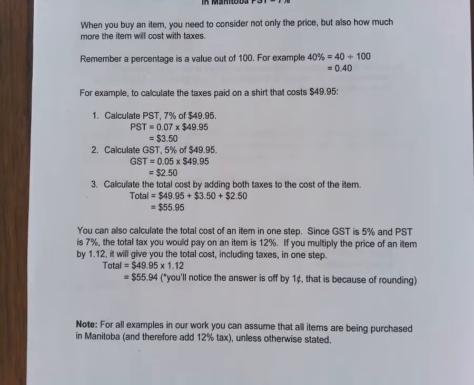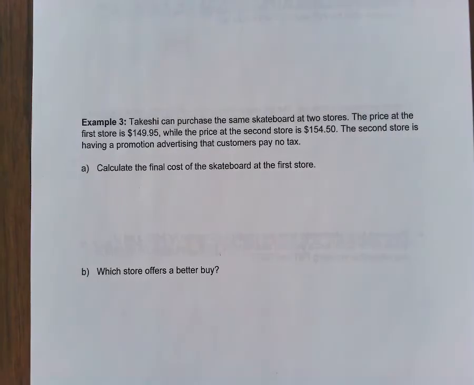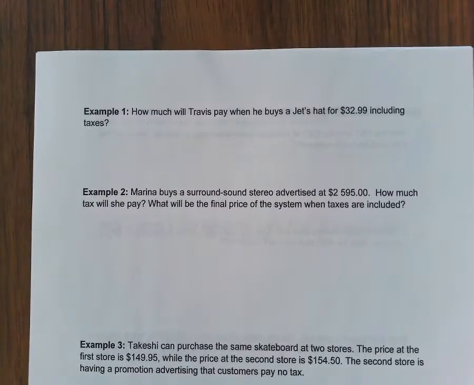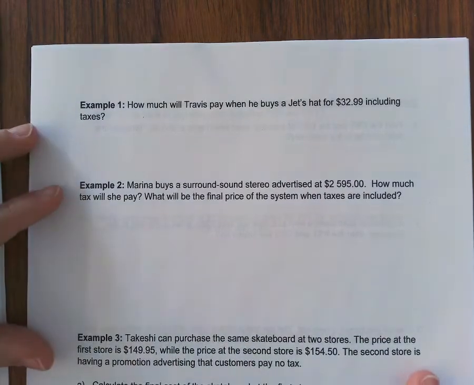So for all of these examples that we're going to work on, you can assume that they're being purchased in Manitoba and therefore add 12% tax. In example 1 on the next page, it's asking how much Travis will have to pay when he buys a Jets hat for $32.99, including taxes. So in order to calculate this, we can use our shortcut. We want to know the total cost.